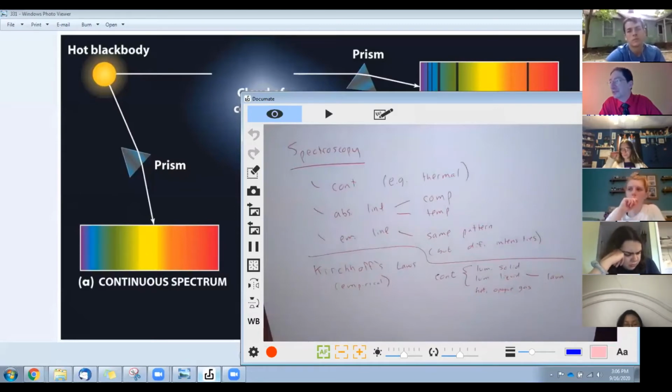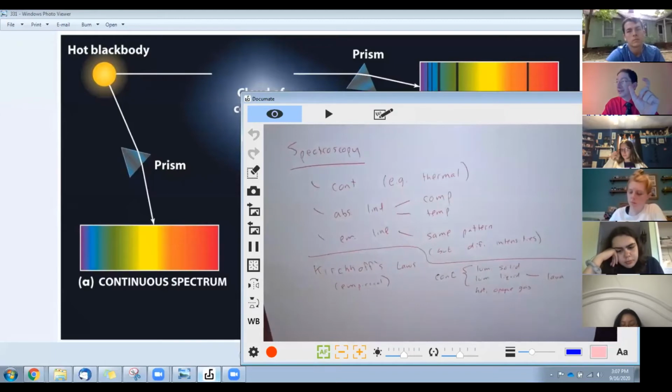There are lots of examples of things that glow that won't fall into this continuous category. For example, a light bulb. A light bulb, yeah. So there are two different types of light bulbs. There are incandescents and there are fluorescents. And so which one gives you a continuous spectrum? Incandescent. That's right. So what we looked at last time was an incandescent light bulb.